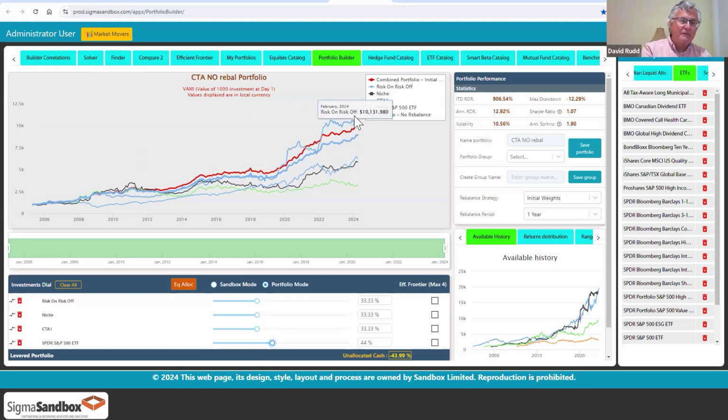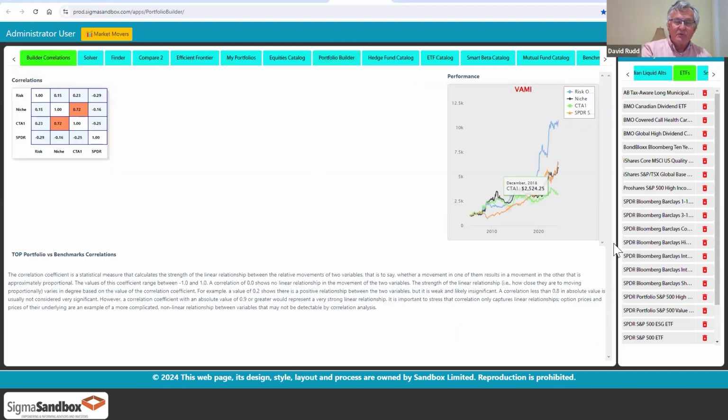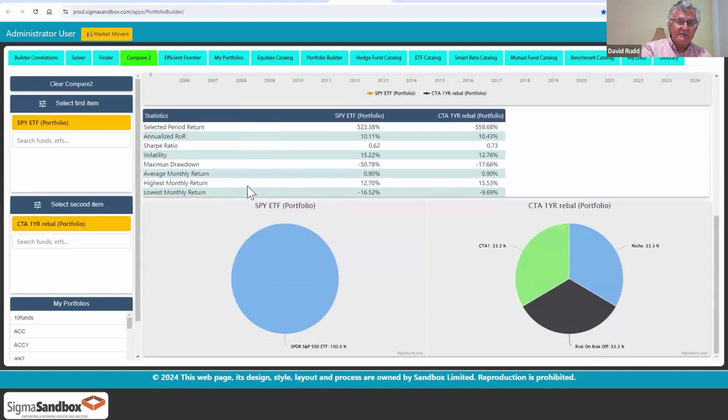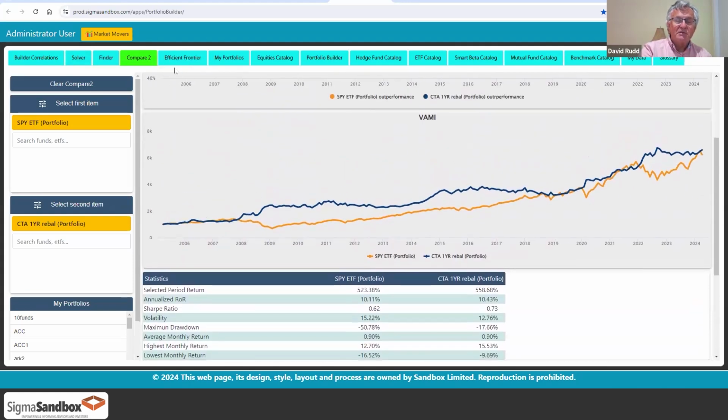I just wanted to point out, if I can, I've just run viewers through this sandbox. We have this builder correlation matrix that can examine a 50 by 50 matrix solver, which does analysis on various portfolios and will suggest weightings. Finder, I chatted about already, the compare tool. It's just a simple comparison. We run a very interesting efficient frontier, which looks at every possible combination.